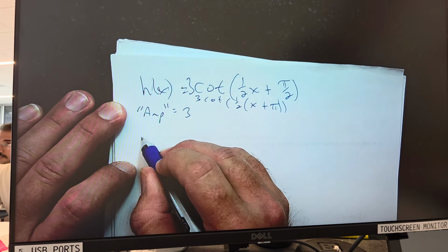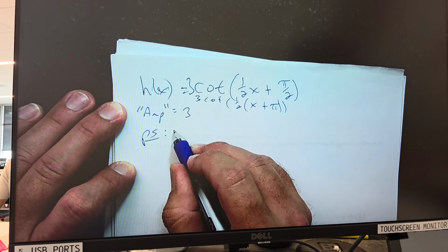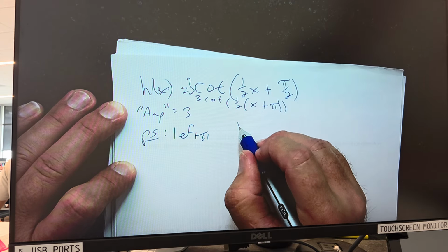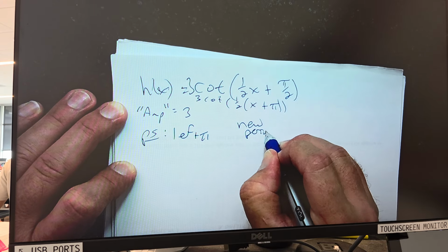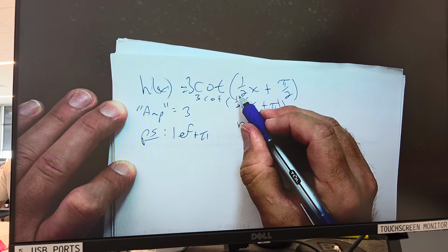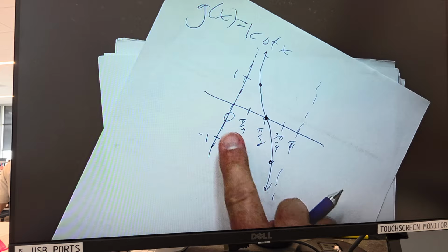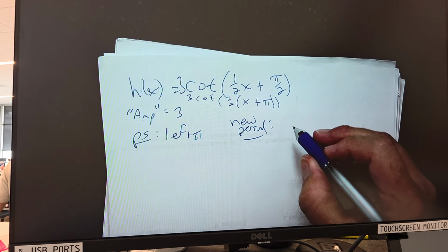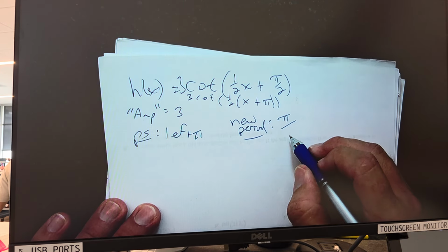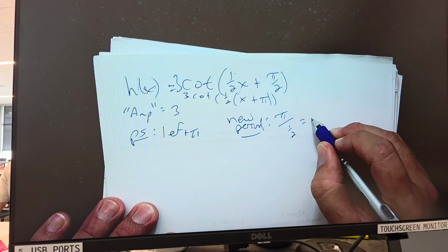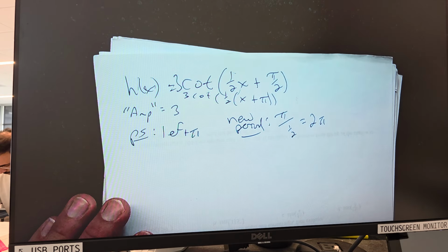So what is the phase shift? Left pi. What's the new period? What was the old period for cotangent? Pi. And we can see it. So pi over 1/2, oh, so 2 pi. 2 pi. Kick ass. So what's the step size?